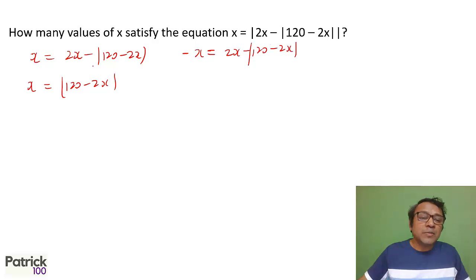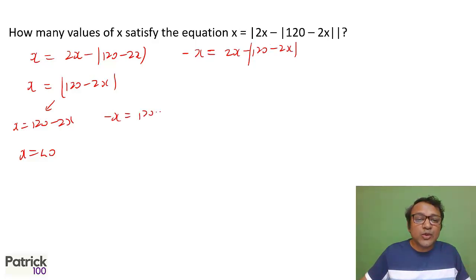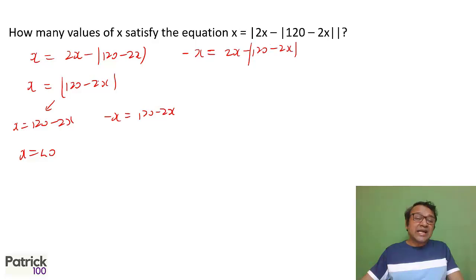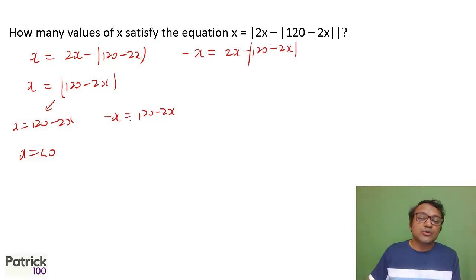And when you again open it, it becomes 2 cases, right? One case is x is equal to 120 minus 2x, which will give you x equal to 40. Second is minus x is equal to 120 minus 2x. So when you open, the inside can be negative. Remember, mod is positive. Whatever inside can be negative or positive. When you solve this, it becomes x equal to 120.